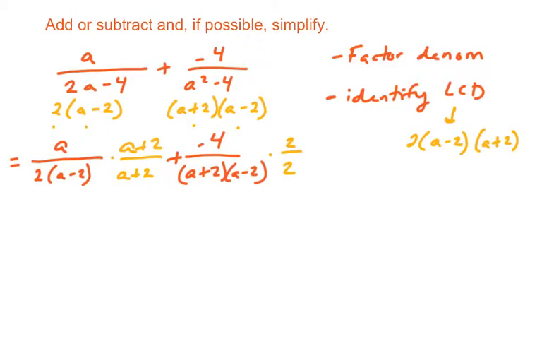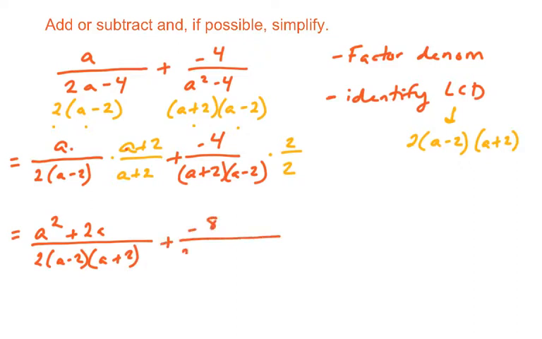The next step is we have to multiply our fractions together. In this first one, we have an a times a plus 2. We have to distribute that. So we take a times a is going to be a squared. A times 2 is plus 2a. Again, this is going to be over the 2 times a minus 2, a plus 2. Now with the second fraction, we have negative 4 times 2, which would be negative 8, over our denominator of 2 times a plus 2 and a minus 2.